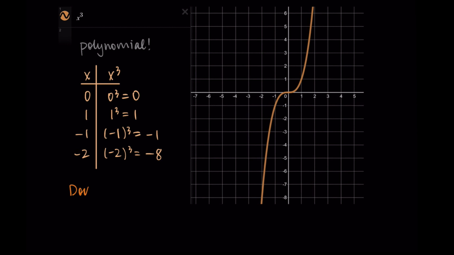And here you can see the domain and the range are both all real numbers. So the domain is -infinity to +infinity, and then the range is also all real numbers, -infinity to +infinity. So this is where the range is going to vary depending on the polynomial.